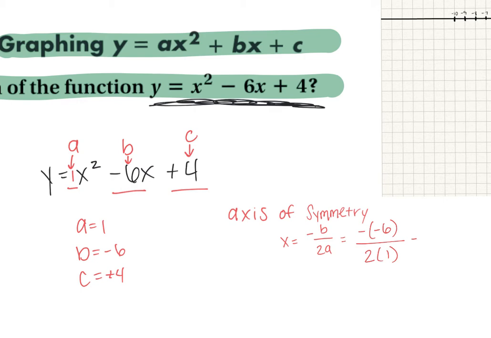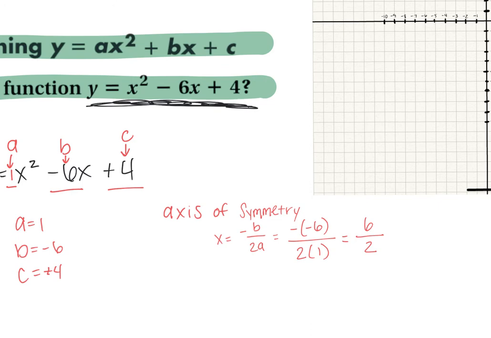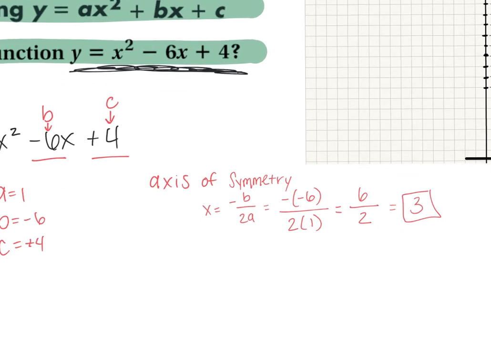Okay, negative times -6. What am I going to get in the numerator? Anderson? Positive 6. What am I going to get in the denominator when I multiply 2 and 1? Two. Does this fraction simplify? To what? 3 over 1, which is the same as just 3. So my axis of symmetry is x equals 3.